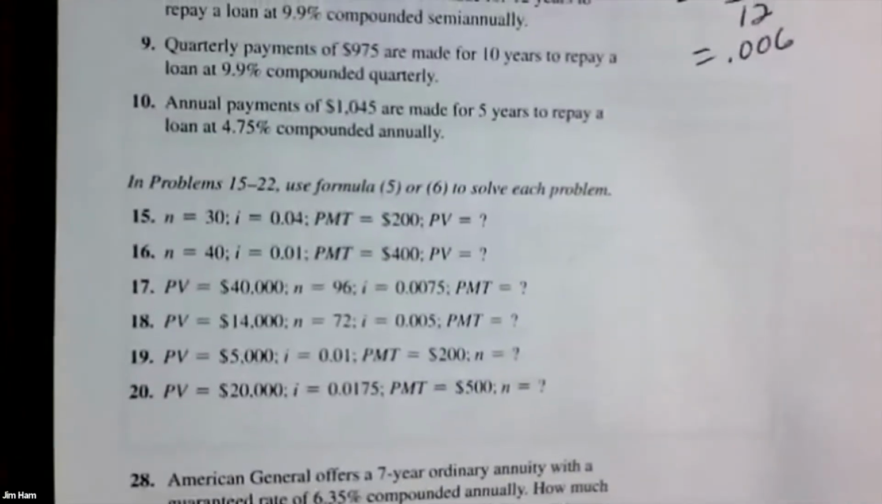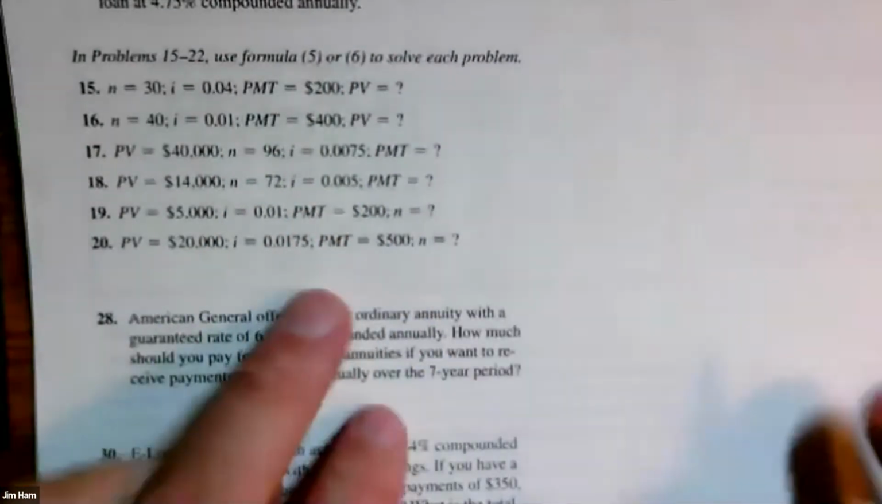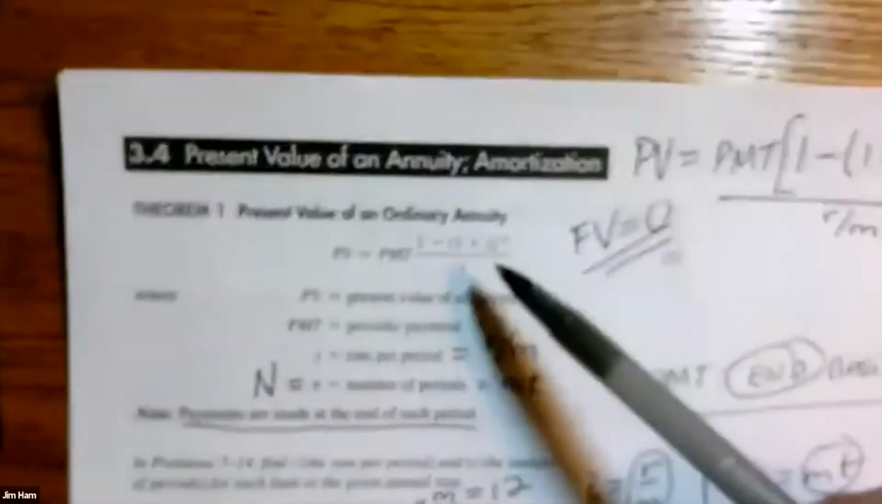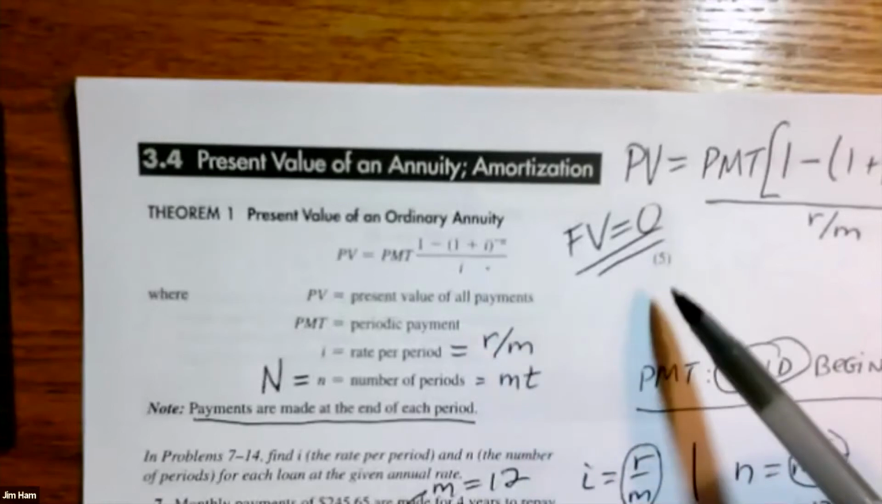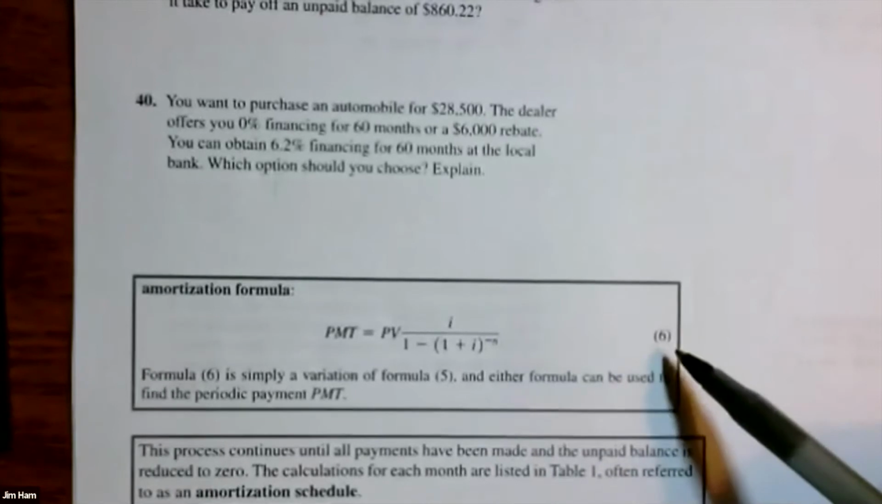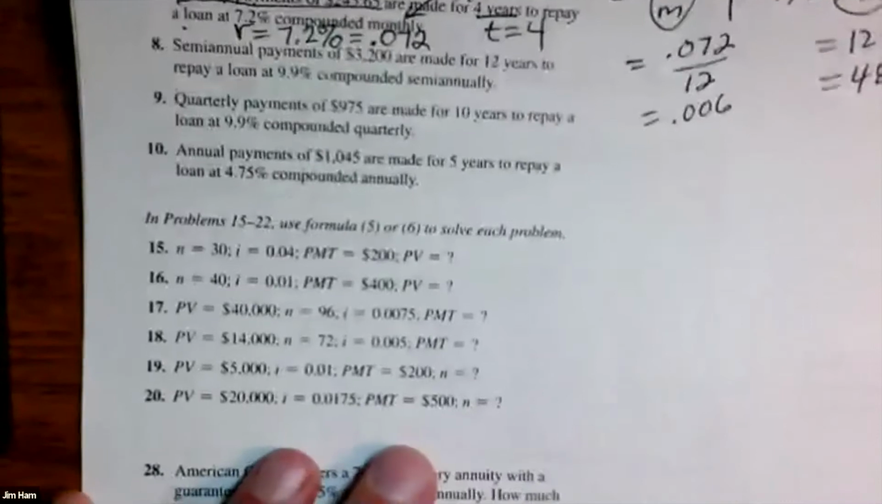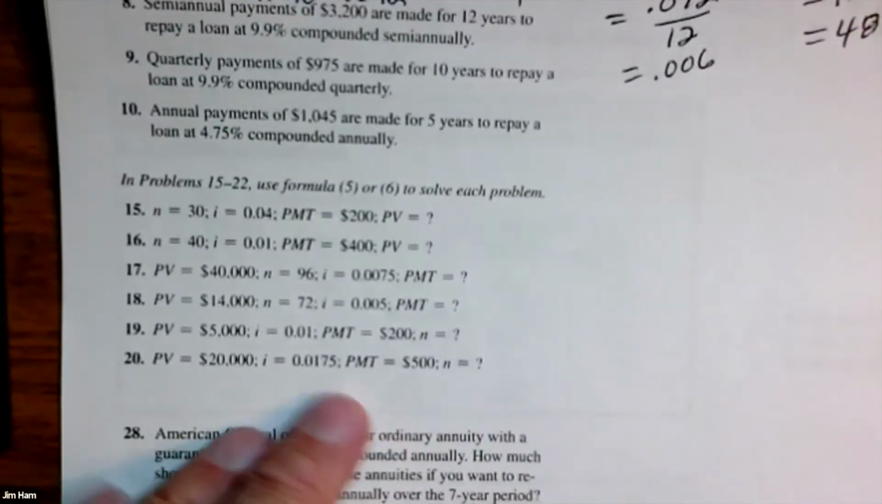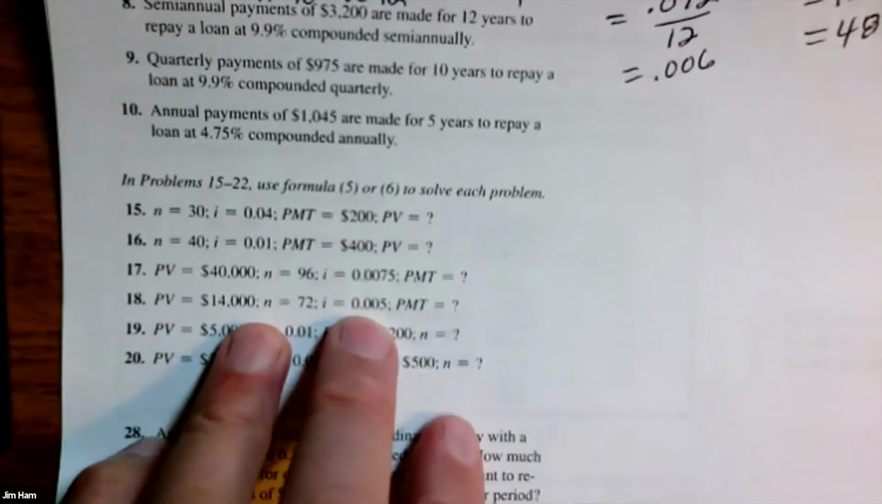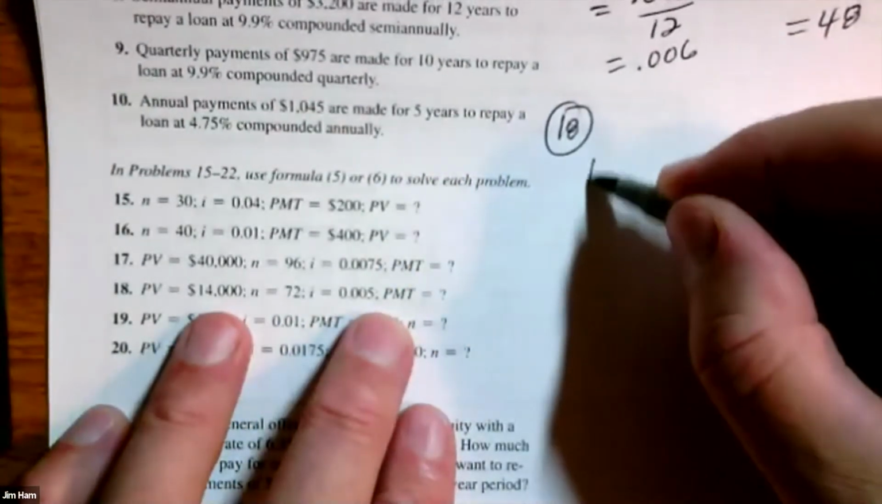Other ones are very similar. The next chunk says use formulas 5 or 6, and I think 5 is this one here. You see number 5 there, and maybe 6 is on the next page, right here. They're both equivalent formulas. It's just that one of them is solved for the present value, and the other one is solved for the payment. But they're equivalent. So maybe I'll do 2 from this section. The first one is number 18. I'm going to write down the formula.